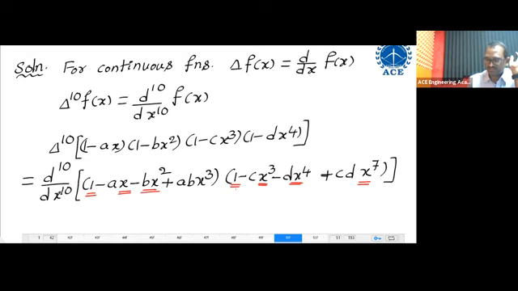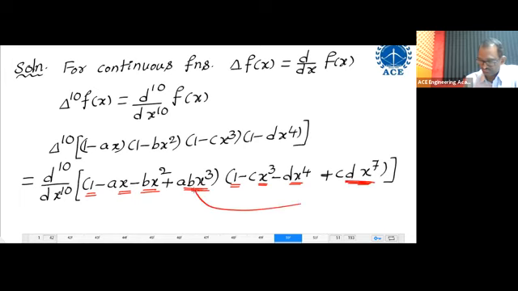Next, x square into 1, 0; x square into x cube, x power 5; x square into x power 4, x power 6; x square into x power 7, x power 9. Ten times the differentiation of x power 9 also 0. Last, x cube into 1, 0; x cube into x cube, x power 6, 0; x cube into x power 4, x power 7. Ten times the differentiation of x power 7, 0.